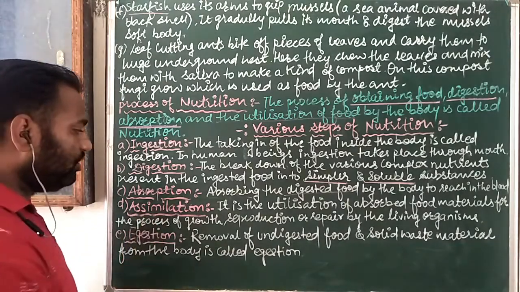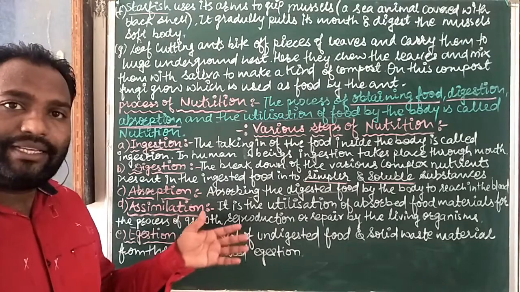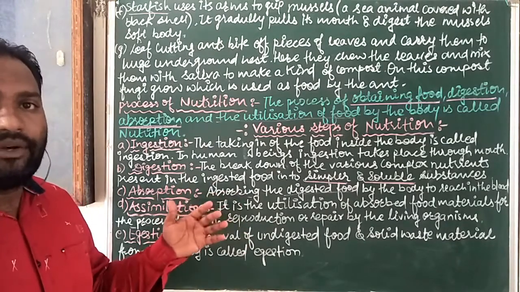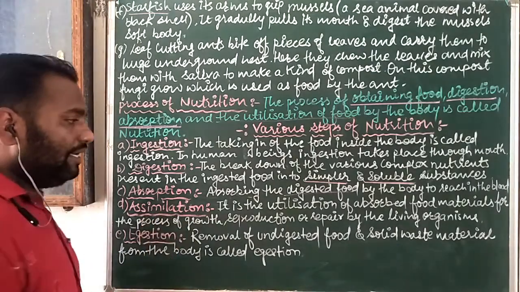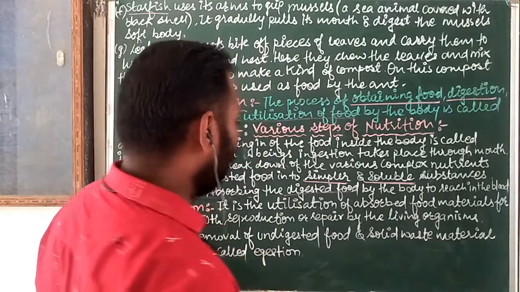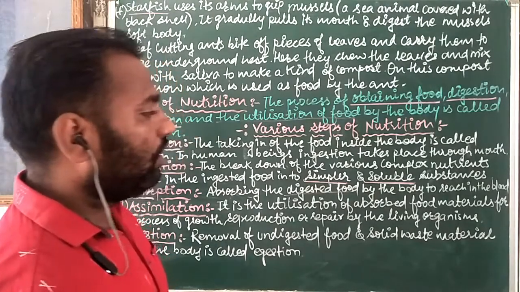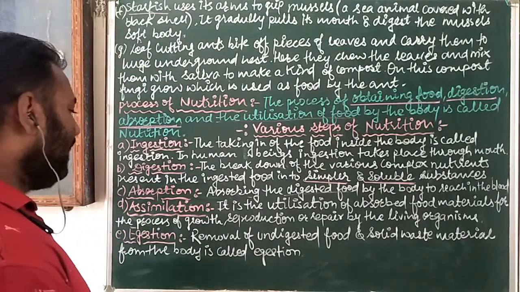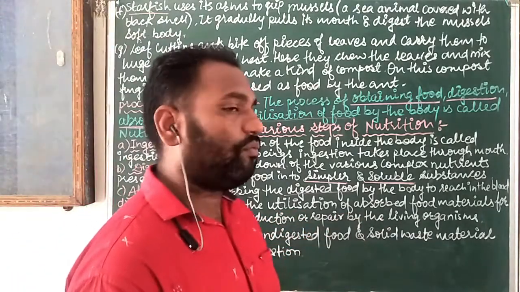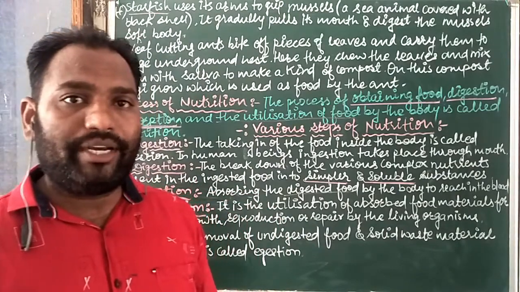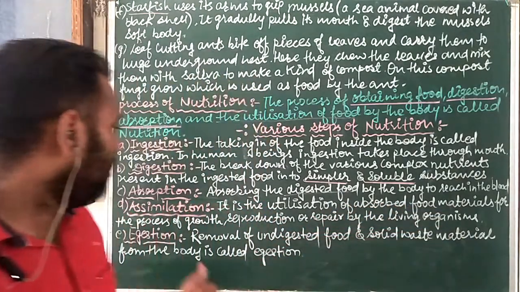Next is assimilation. These are the steps: when we take food, it is digested, and the nutrients are then obtained by the body. Assimilation is the utilization of absorbed food materials for the process of growth, reproduction, or repair by living organisms. Once the food is absorbed, it should be utilized by the body.